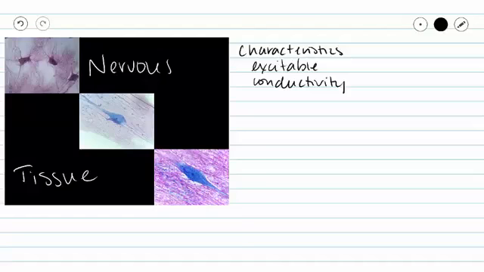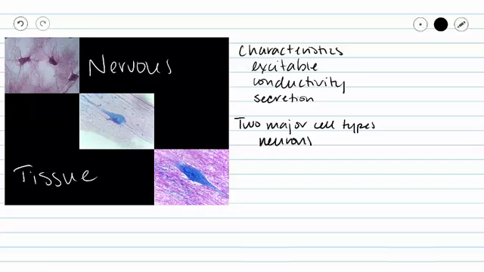And finally, going along with both the fact that this tissue is excitable and it can conduct electrical signals, we need to be able to get those electrical signals to the next cell. And so our nervous tissue exhibits the ability of secretion, which allows neurotransmitters to carry our signal to the next cell. Now, in our nervous tissue, we are going to have two major cell types. We see neurons and neuroglia. Sometimes neuroglia are called glial cells.